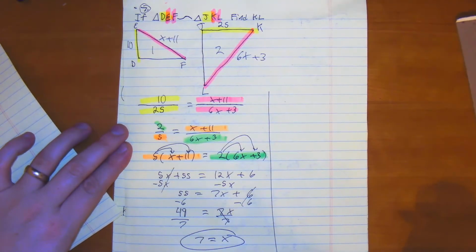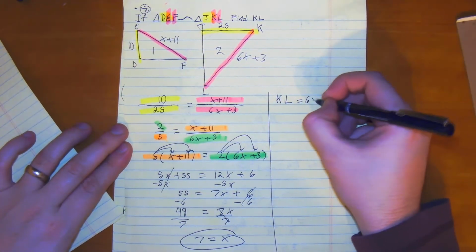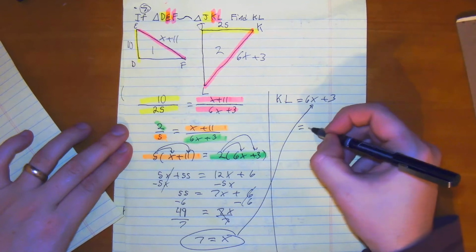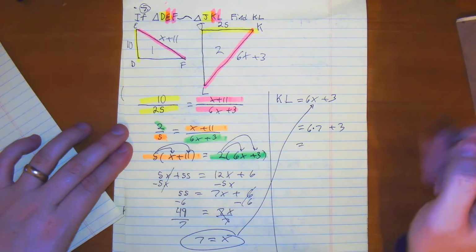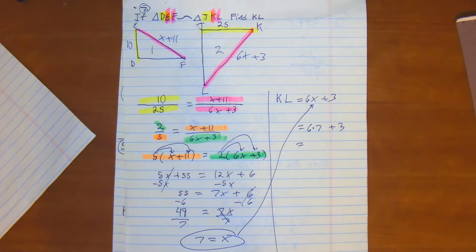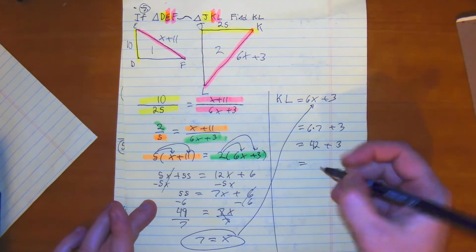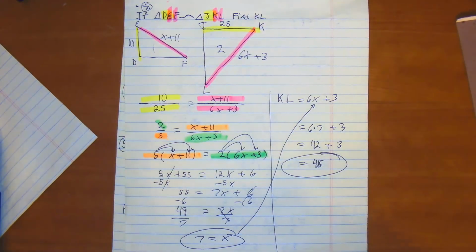What we need to do is find the value of KL. KL is the goal. KL is equal to 6X plus 3. So what we're going to do is plug in the value of X. So we get 6 times 7 plus 3. 6 times 7 is 42, plus 3. So our value of KL is going to be 45. Alright, and so our value of KL is 45.